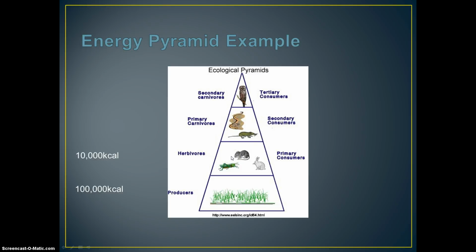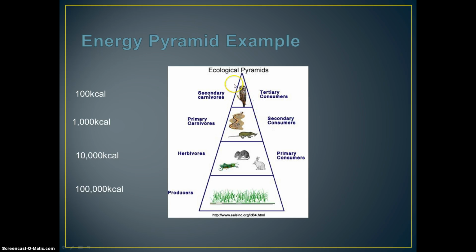My next level, hopefully you can see where this is going, is only going to be 1,000 kilocalories per year. So a very small amount of energy, and fewer animals can live at this level. And finally, my tertiary consumer, here I only have 100 kilocalories per year. So very, very few organisms are going to be able to live in this tertiary level.